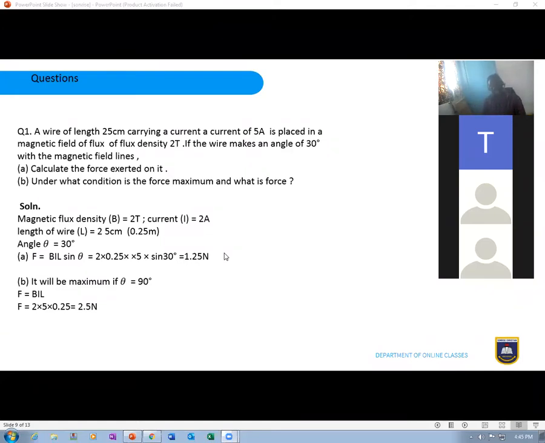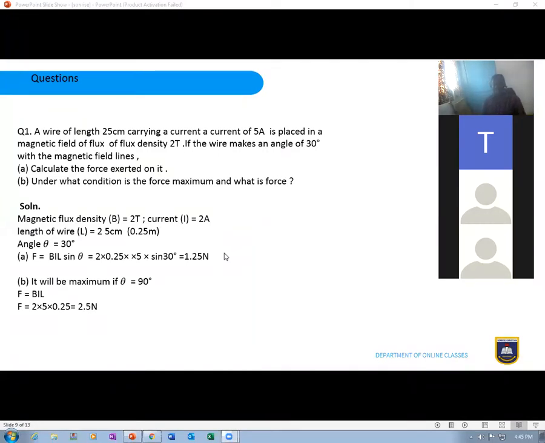And the angle theta over there is 30 degrees. So this one, you know the formula already. F equals BIL sine theta. The data is already there. If you write your data down, everything becomes simple. You just input your data into your general formula. So F is BIL sine theta.